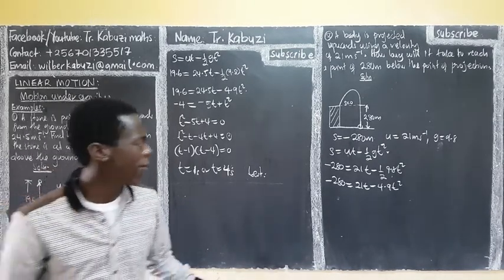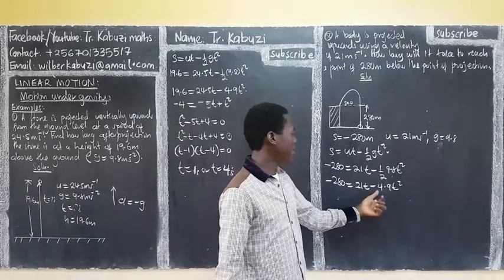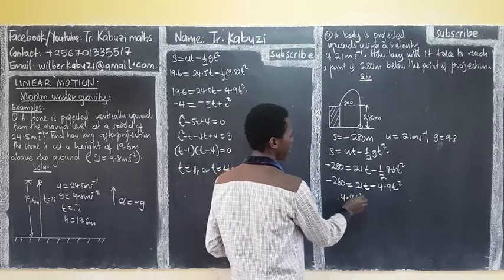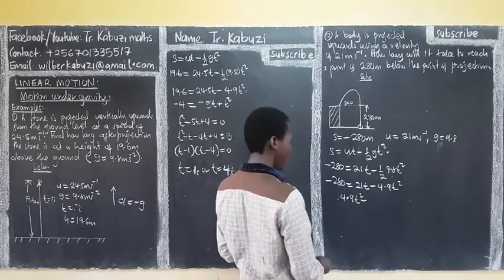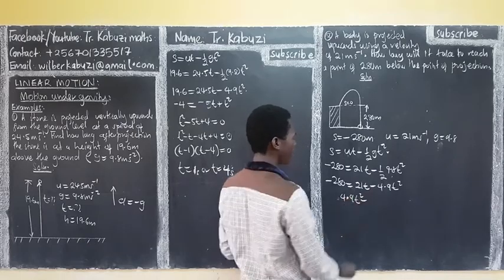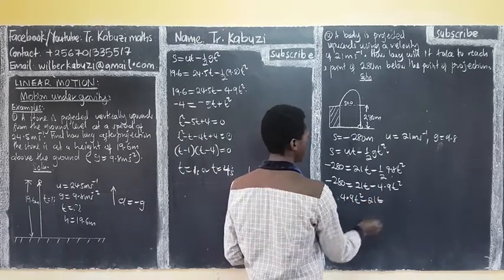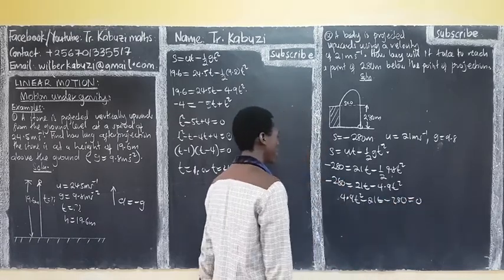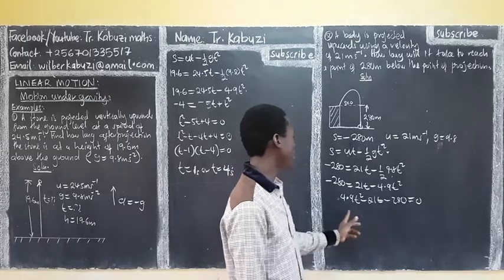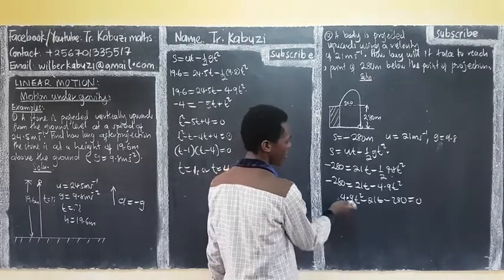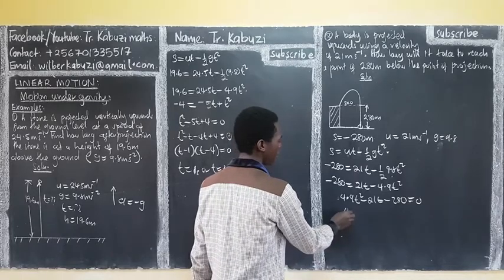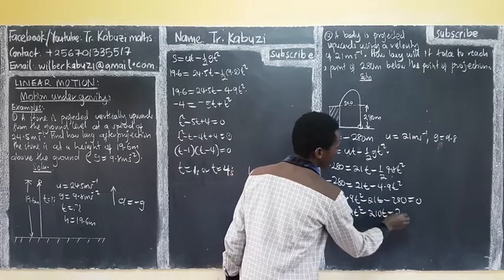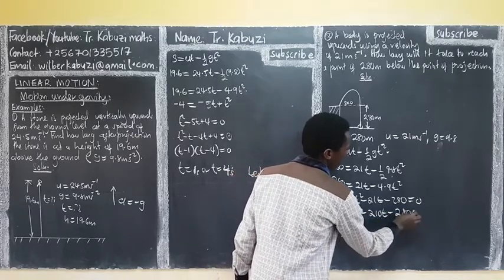Okay, let me just complete. Maybe you see that this one is negative. Let us take it this side. We can get 4.9 t squared, then this comes this side, and it's going to become 21t. Then this one is already negative 280 equaling 0. So what do we do? What is common here is that we can just multiply through by 10 so that we make this a whole number. So we have 49t squared minus 210t, then minus 2800 equaling 0.